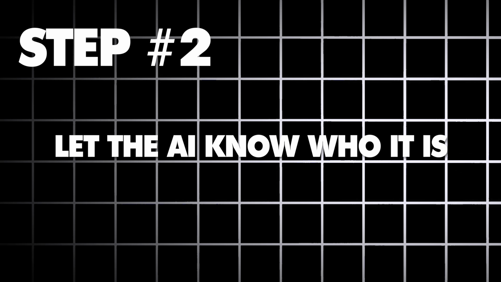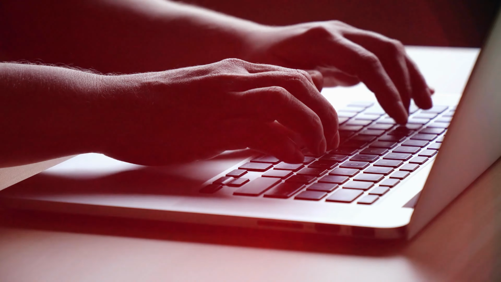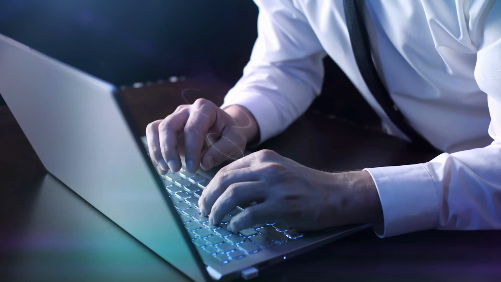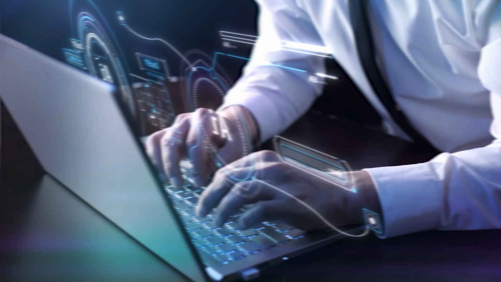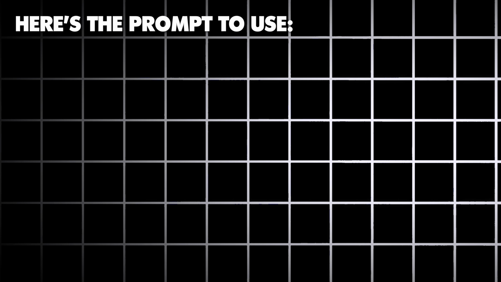You can reach out to any other family members that might have some more information and make it a group effort. Step 2 is important. You have to let the AI know who it is. Don't just start typing. Start by telling the AI what role you want it to play. Now here's the prompt for you to use.